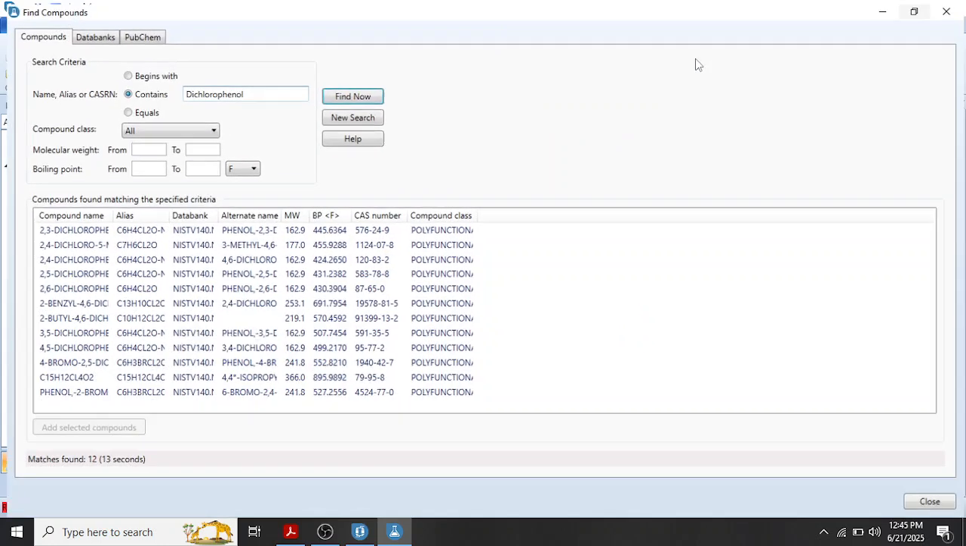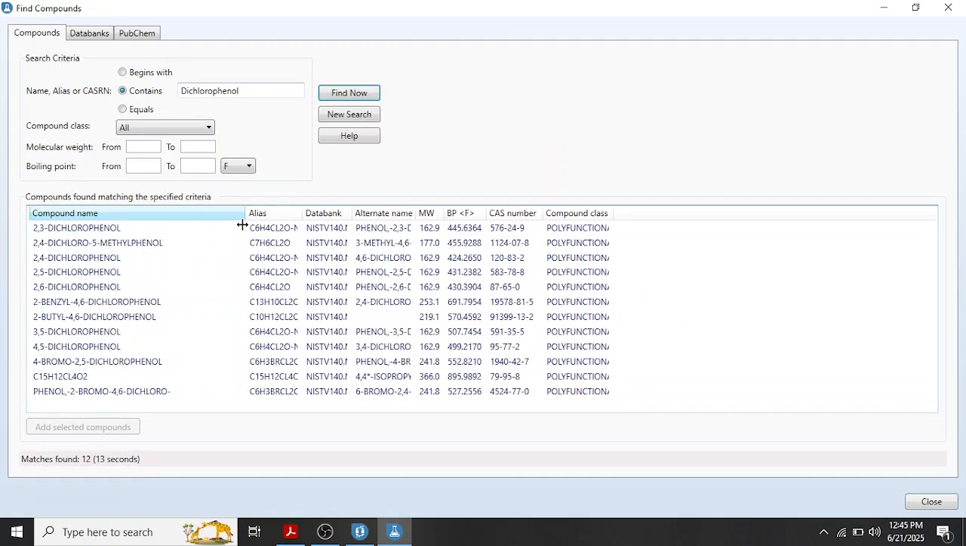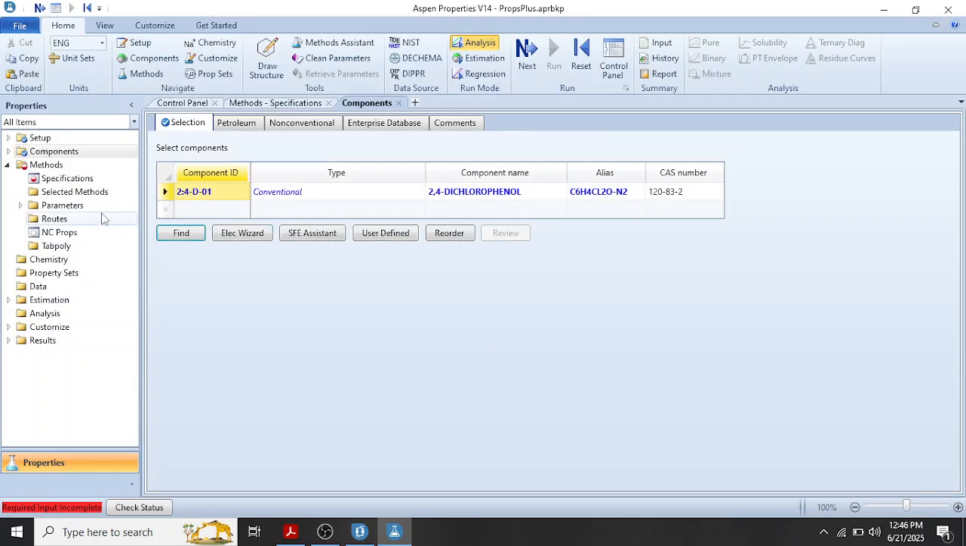Dichlorophenol. Now we will maximize this one. Here you can see the compound name, the databank, and 2,4-dichlorophenol. Its molecular weight is about 163 grams per mole. There are 2,4-, 2,5-, and 2,6-dichlorophenol, but this one is 2,4-dichlorophenol. Click on select compounds, click on close. Okay, so it is added.